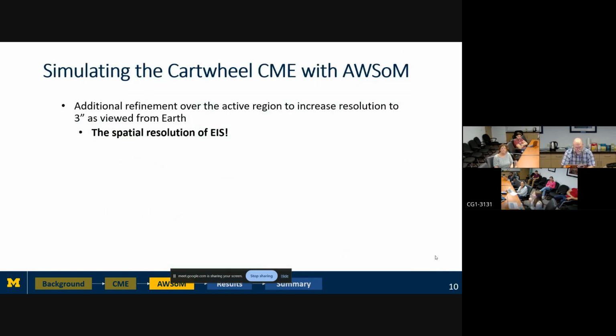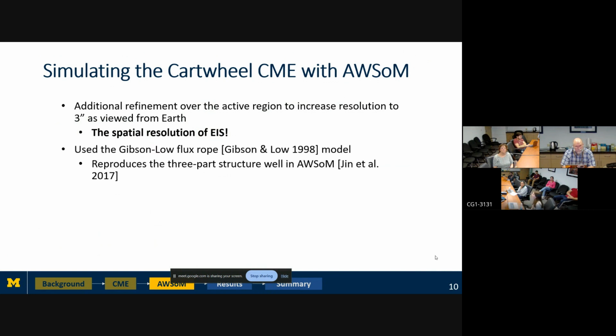So a few more words about my simulation. I include additional refinement over the active region to increase the resolution to 3 arcseconds as viewed from Earth. That is to prevent magnetic diffusion of the flux rope. But also, this is the spatial resolution of EIS, or very close to it. So we are able to get up to the resolution of EIS in the simulation domain, which is great. As well, we're using the Gibson-Low flux rope because it has been shown to reproduce the 3-part structure really nicely in AWSoM. And as I said, this is a 3-part CME, so it's great that we are able to reproduce that.